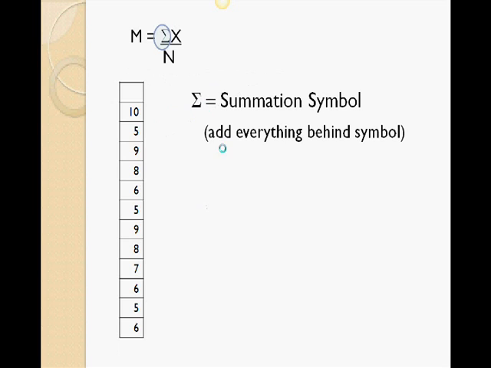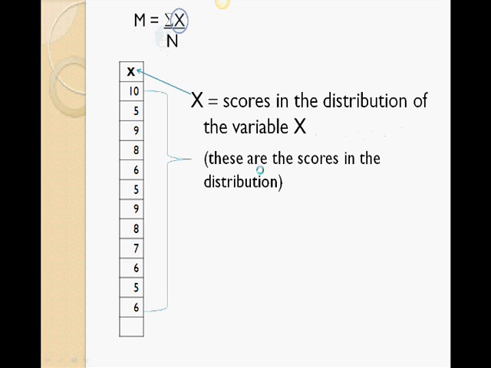And the first symbol we're going to look at is this first symbol here, and this is called a summation symbol. Basically what this tells you is when you see this symbol, you're going to add everything that comes behind the symbol. The next symbol is an X, and basically the X represents the scores in the distribution.